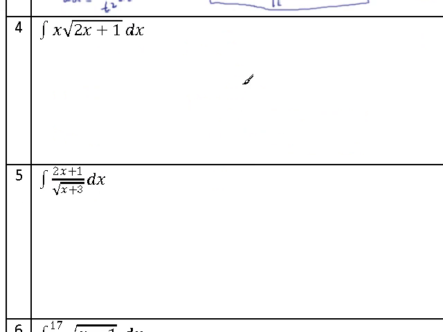Number 4, we're doing a second type of u substitution. Now the inner function is linear. That means x appears only to the exponent 1. This is linear, so we're doing what we call a linear substitution. All right, so let's try that. Let's put u equal to 2x plus 1, and then differentiate. du is equal to 2 times dx.